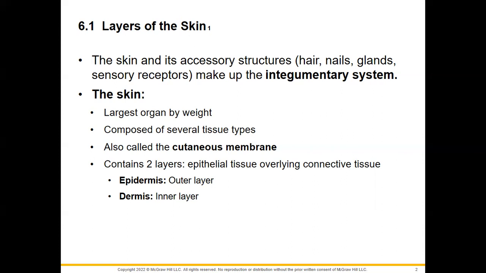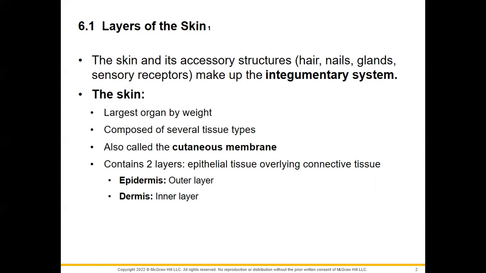Another name for skin is the cutaneous membrane. Remember that a membrane is basically a sheet of tissue that covers something else. So your skin is a sheet of tissue that covers your body. We call it the integumentary system or the integument, but we can also call it the cutaneous membrane. There are two layers of the cutaneous membrane: the epidermis and the dermis. So let's start with the dermis.